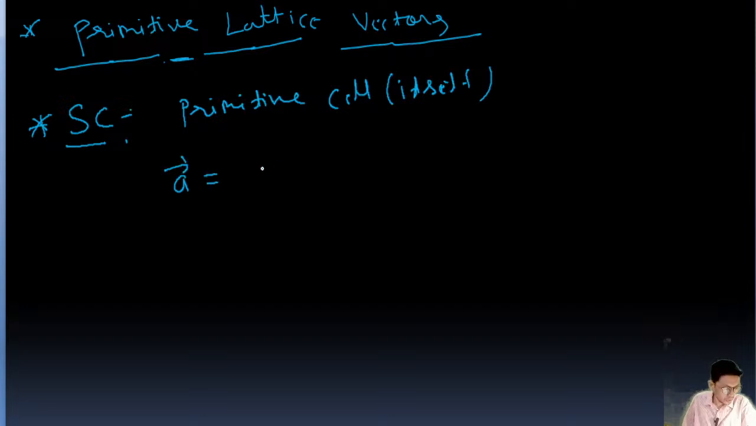It means the primitive lattice vectors are vector A, vector B, and vector C. Vector A is going to be a i cap, vector B is going to be a j cap, and vector C is going to be a k cap, because it's a primitive cell itself.